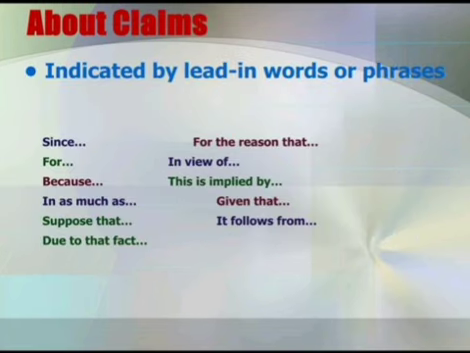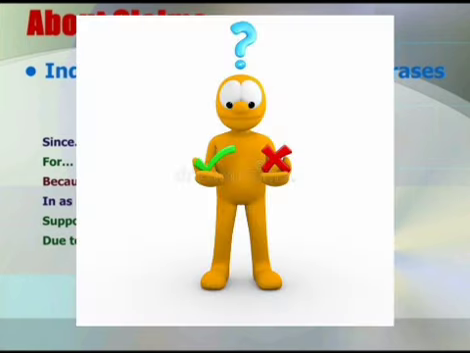This slide explains how claims are identified using specific words or phrases. Examples include words like because, since, given that, and for the reason that. These words help readers recognize explanations, evidence, and conclusions within an argument. In research writing, such phrases improve clarity and logical flow.